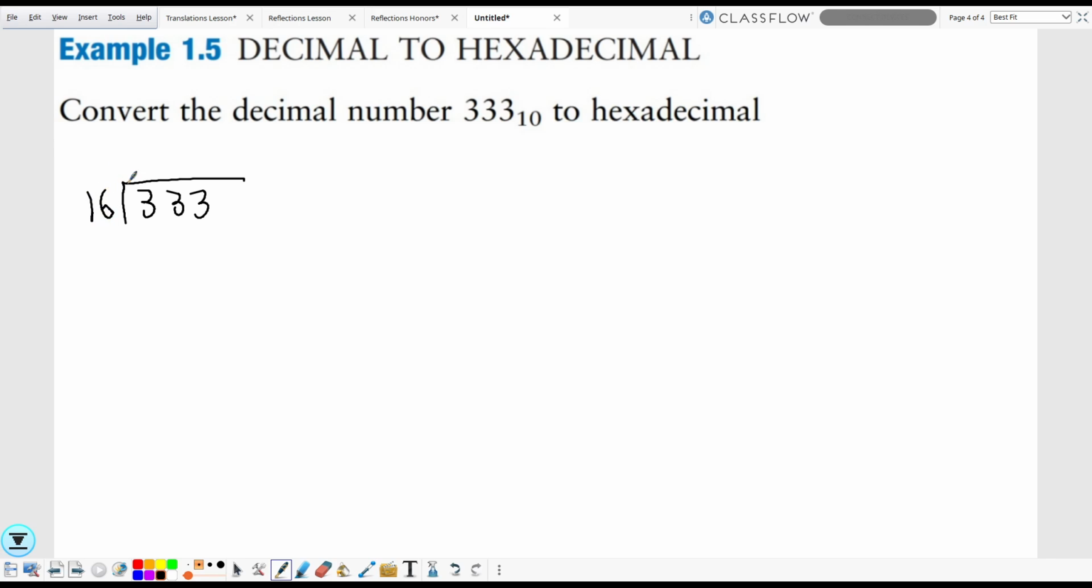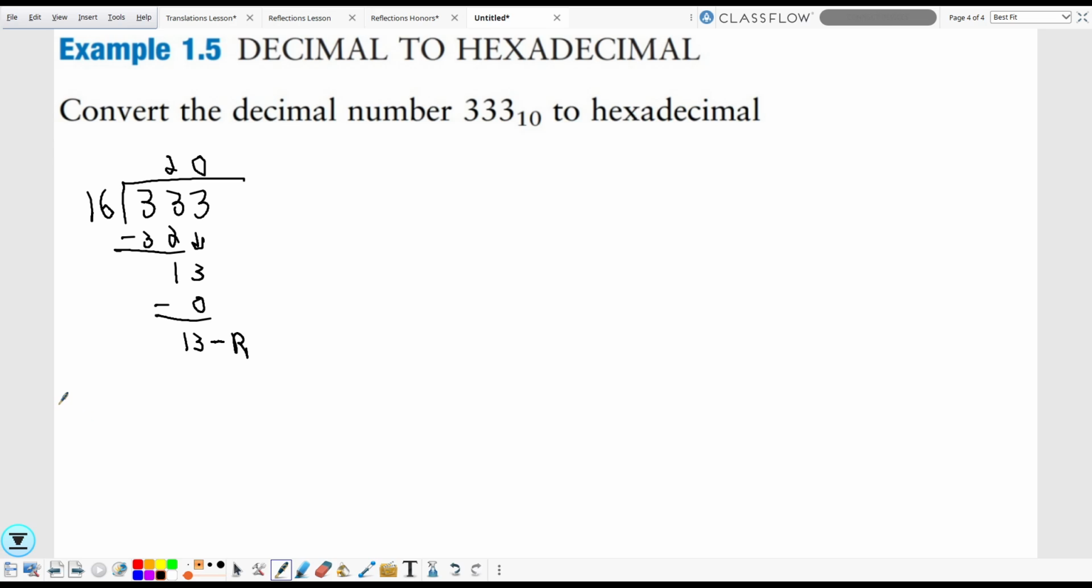So how many times does 16 go into 33? Twice, because you get 32. Subtract, you get 1, carry the 3 down, 13. 16 goes into 13 0 times. So our remainder is 13.